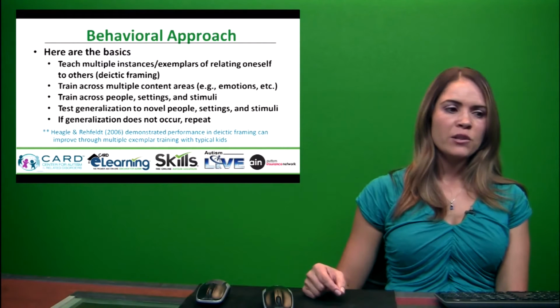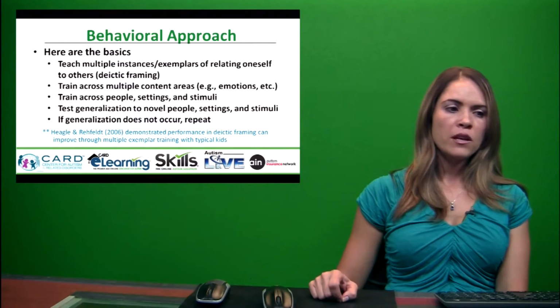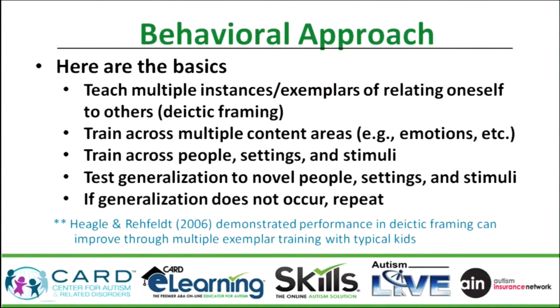If you're not getting generalization, then the goal is to go back to the top, teach more instances of relating oneself to others, teach across more content areas, and train across more people and settings. And you literally just continue to repeat that loop until you get generalization. And your goal is to get generalization. If you do not get that, your job is not done.